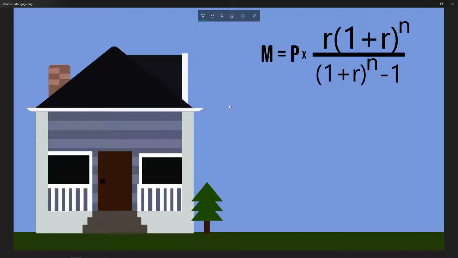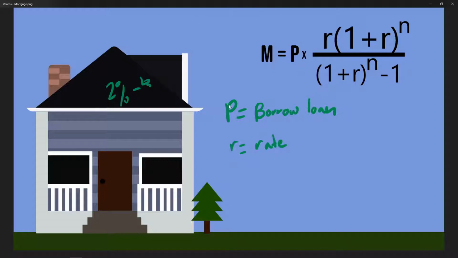Your P is what you're actually borrowing. So your P equals your borrowed amount or your loan. Your R is your rate, or your interest rate that the bank is giving you. It's usually between 2%, 3 to 4 or 5%, and credit cards tend to have between 12 to 13%, just depending on how good your credit is.